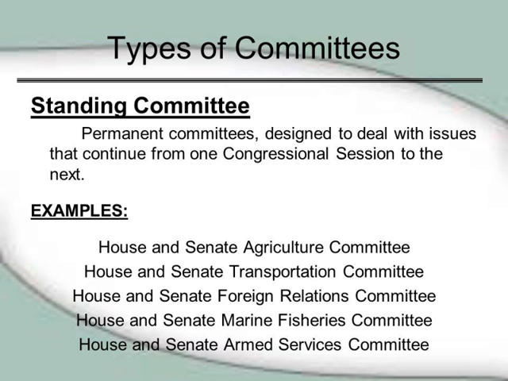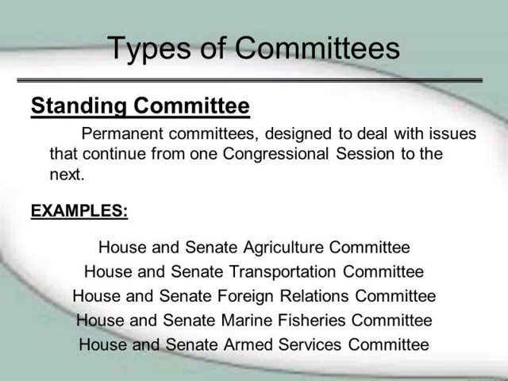For example, agriculture is an issue that we're always dealing with in the United States. Transportation is an issue we're always dealing with. Armed services, we're always dealing with those issues. So these are some examples of standing committees. And notice there's a House Agriculture Committee and there's a Senate Agriculture Committee. These committees work separate from each other, the House and the Senate.